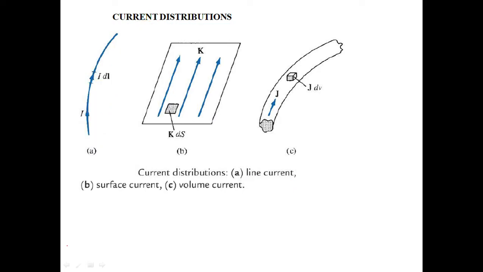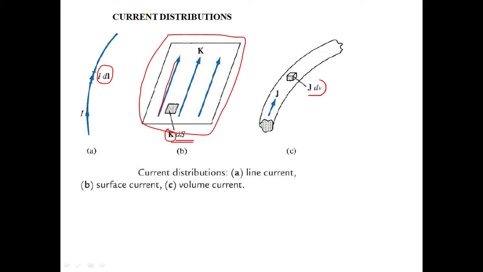Next one is surface current distribution. If you have a sheet with current like this, you can see what the current is here. It is denoted by the K vector. Here it is I dl for line current distribution, and this is for surface current distribution, that is K ds. You have to remember this.